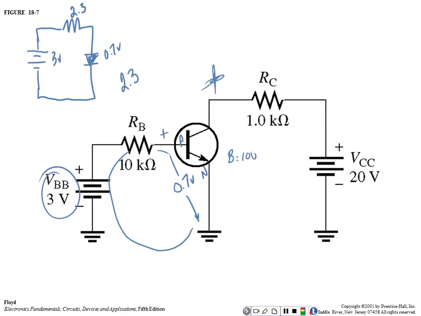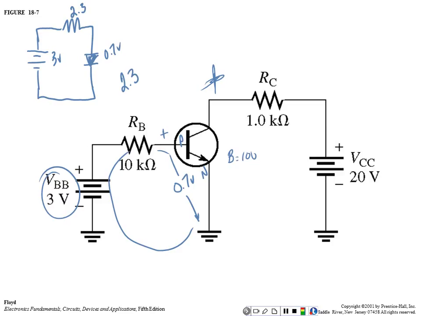Well, I know the size of RB. If I know the size of RB, I know the voltage drop across RB, and I can calculate the current flow through RB. And it's a series circuit. What's the same in a series circuit? Current. So if I calculate the current flow through this resistor, I've calculated the current flow through the base to emitter junction, right?